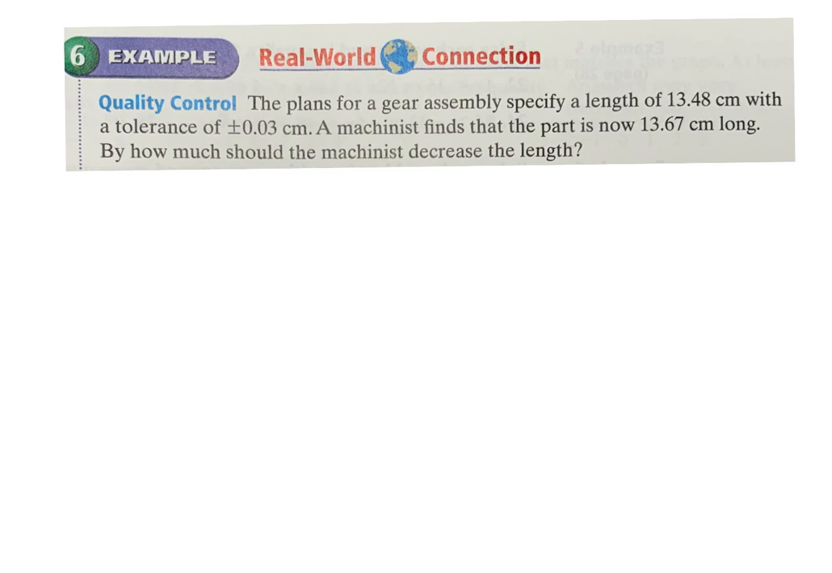A machinist finds that the part is now 13.67 centimeters long. By how much should the machinist decrease the length? All right. So what we know is that we can have 13.48, that is 0.03 centimeters smaller, and we can have 13.48, and then adding 0.03 centimeters to that on either side. That's my smallest and largest that I could possibly be, all right?